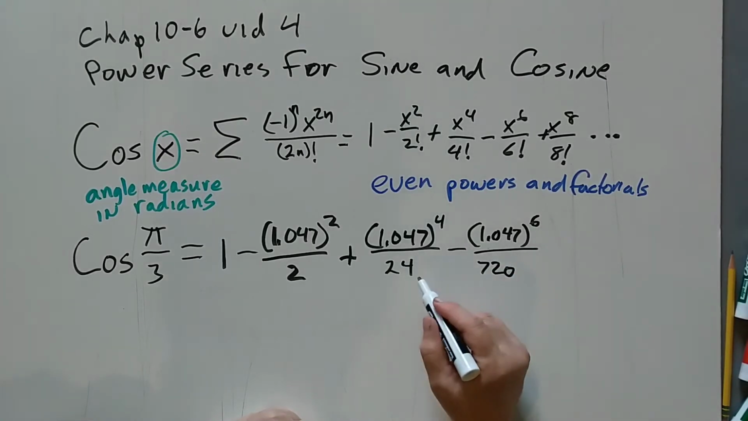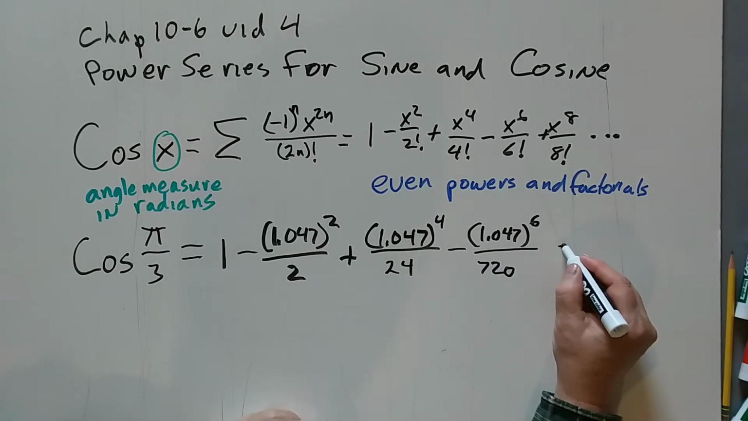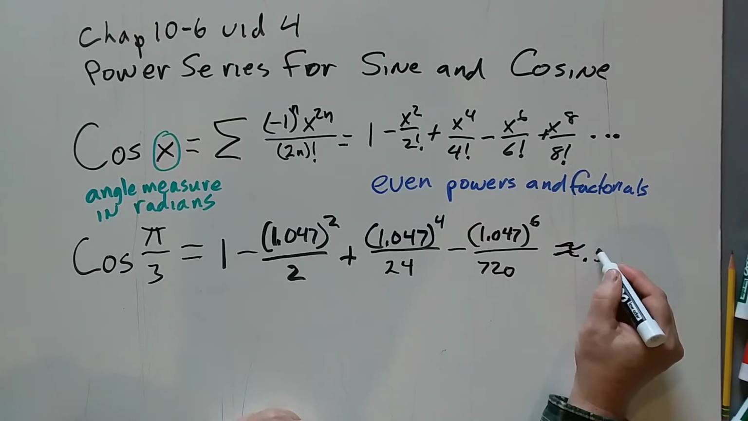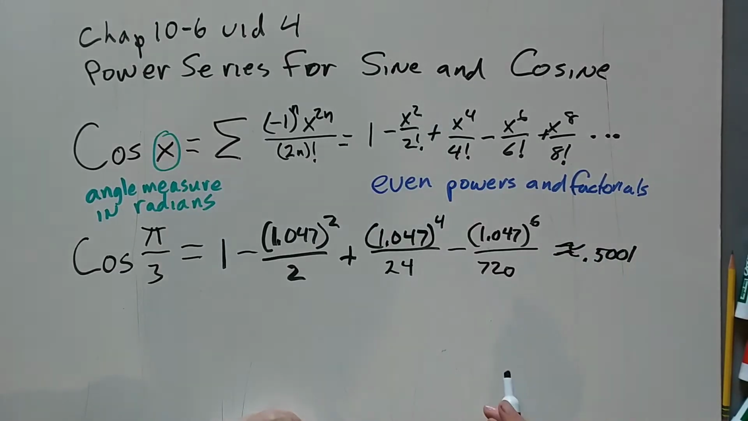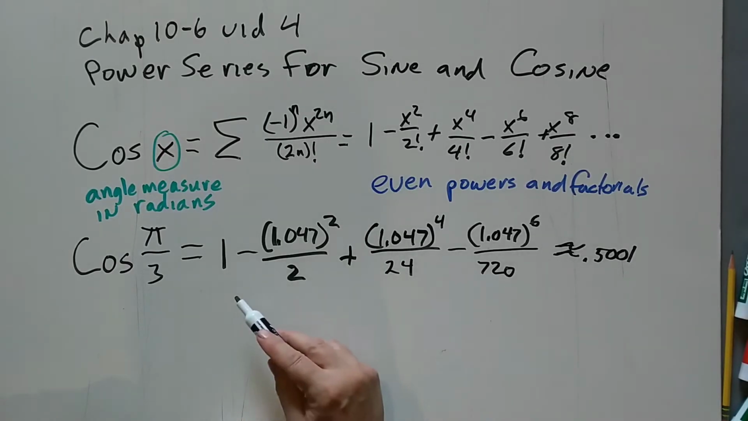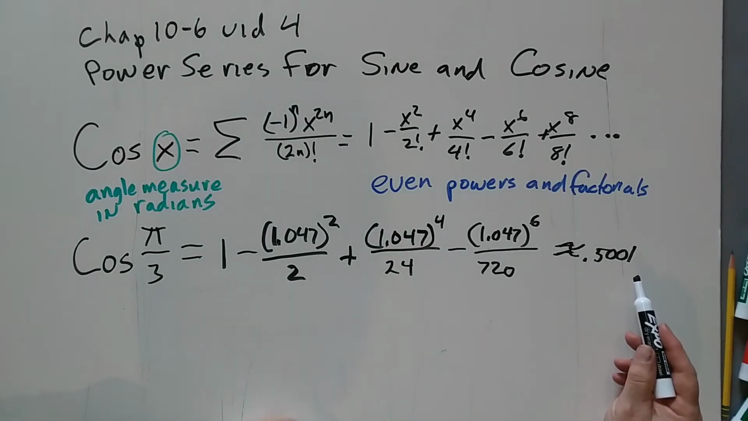And if we calculate that out, that comes to approximately 0.5001. Well, we know the cosine of pi over 3 is 0.5, or 1/2. So you can see that eventually, as you go to infinity, the value of the cosine of pi over 3 will be 1/2. So there I did. I figured out the cosine just by knowing the measure of the angle.